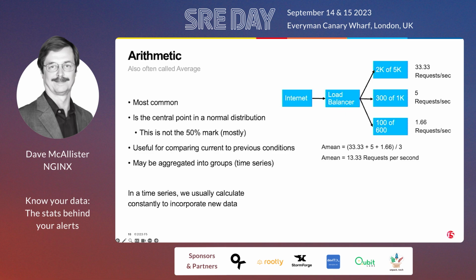But in this case, I'm looking at a load balancer. My load balancer has 2K of a possible 5K, 300 of 1K. You can read the numbers here. And the arithmetic mean simply says how many requests per second are going into this, divided by 3, and I have 13.33 requests per second. Very simple, very straightforward. Is it useful? Well, the interesting aspect is that arithmetic means will always give you the highest possible value in a mean.